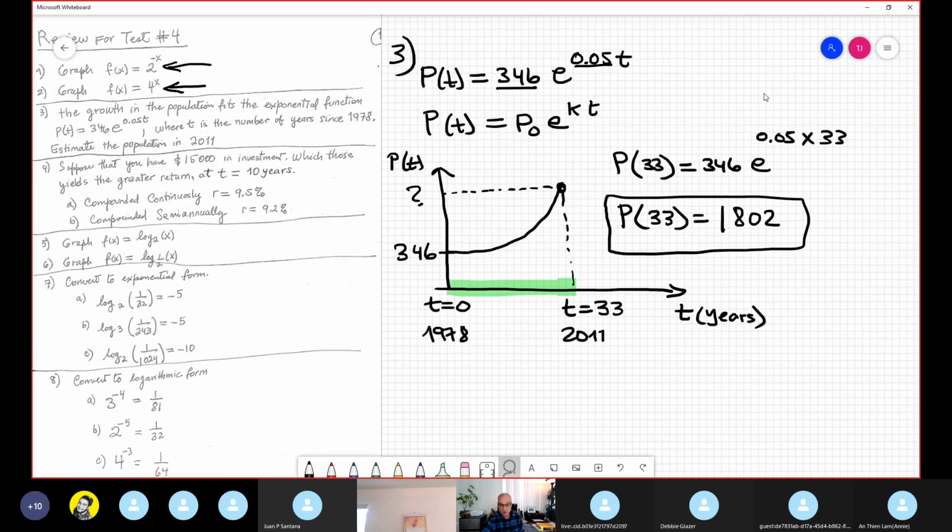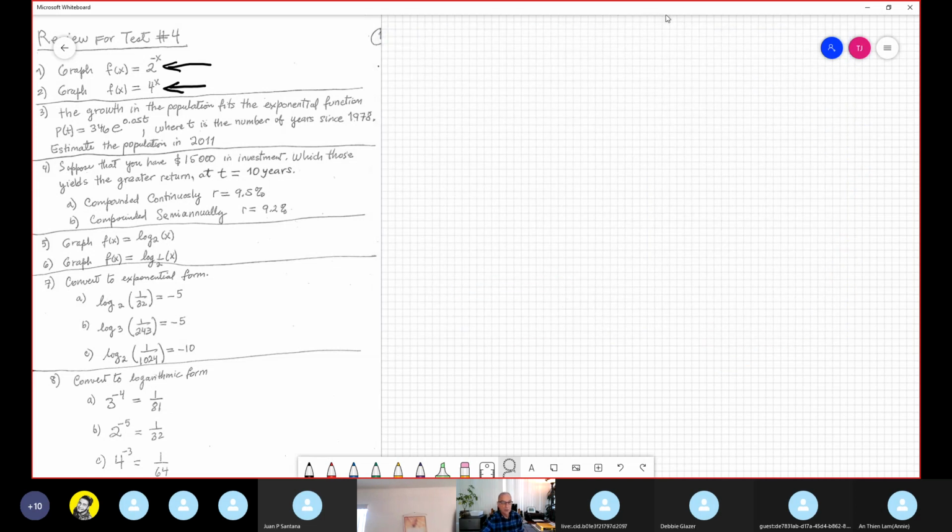Let's say the number 4 problem is a little bit more complicated because it contains two parts. Why is it complicated? Because suppose that you have $15,000. This is a present value. And you invest, and we ask which yields the greater return. That's the comparison. So you compare those options and decide what is the best one. The time is given.